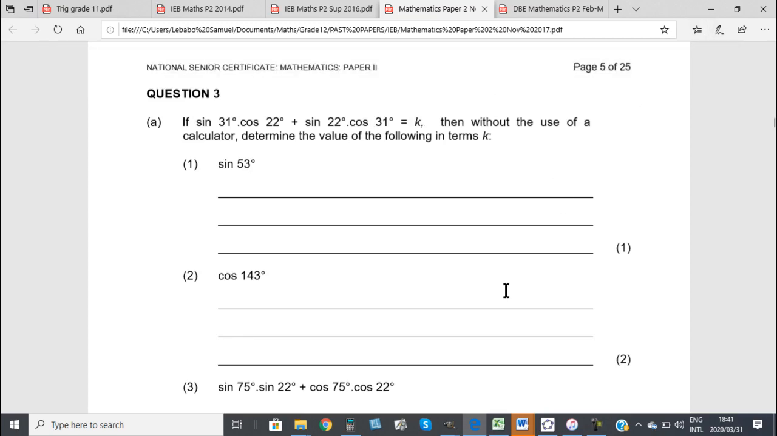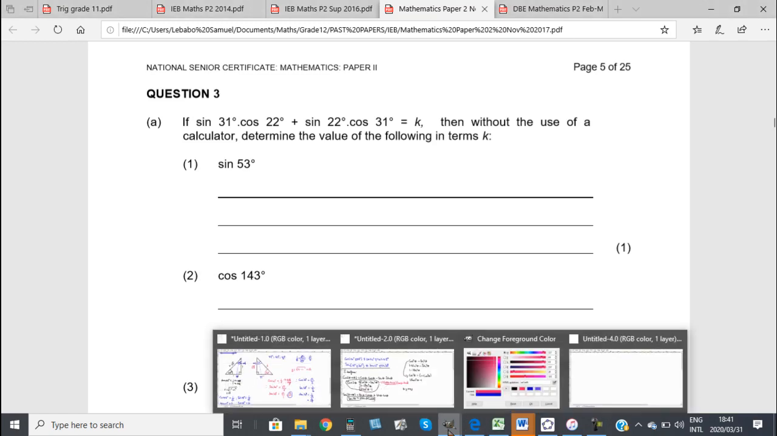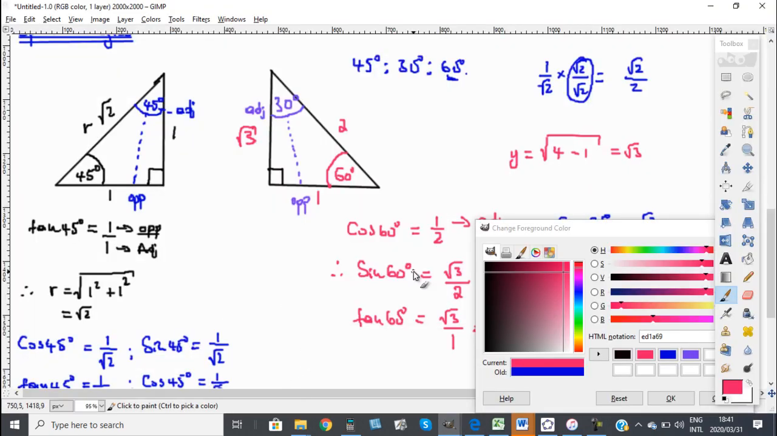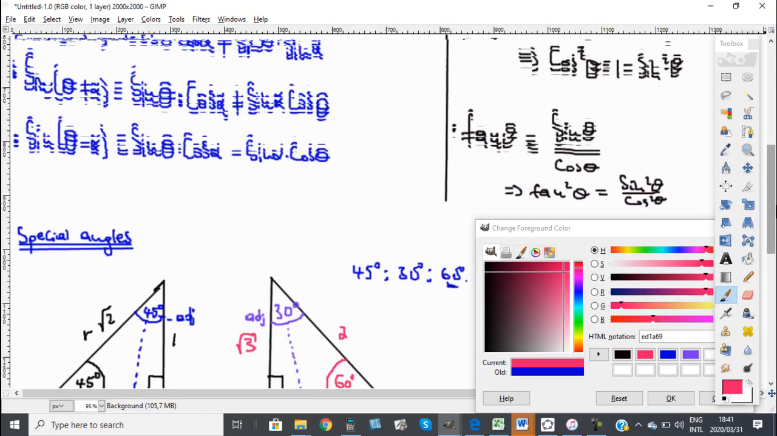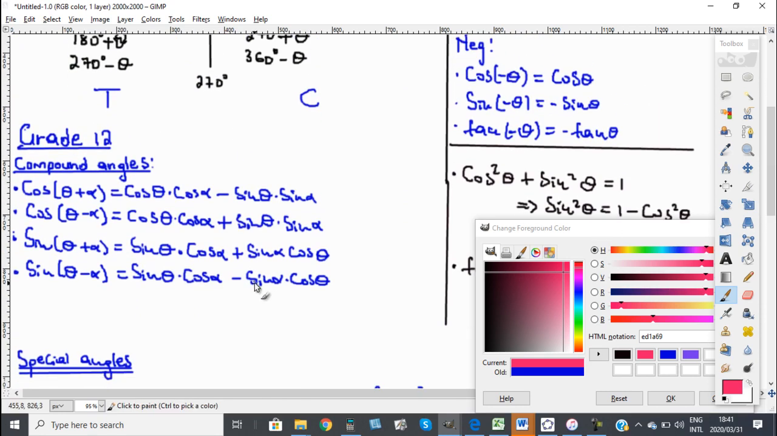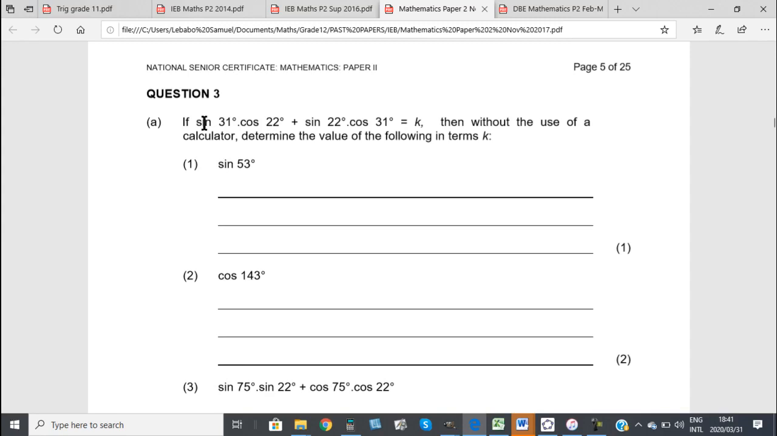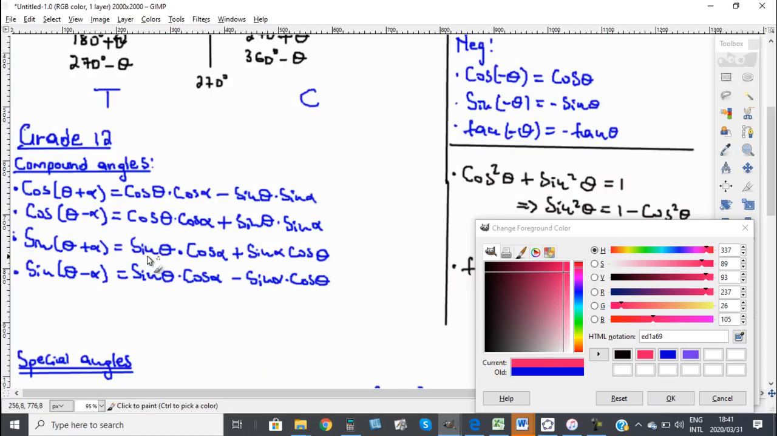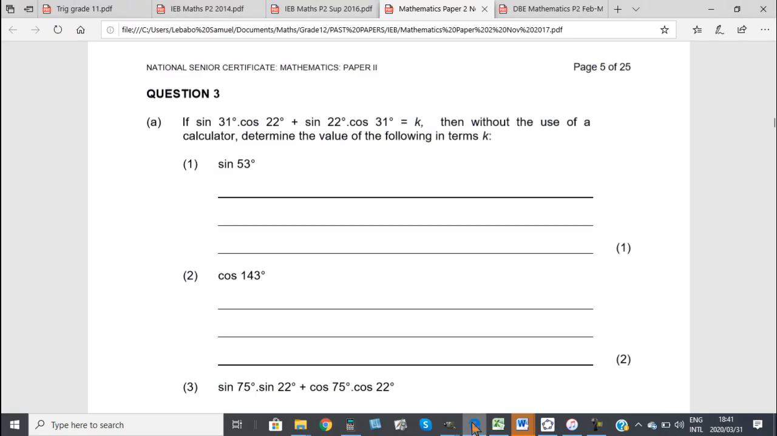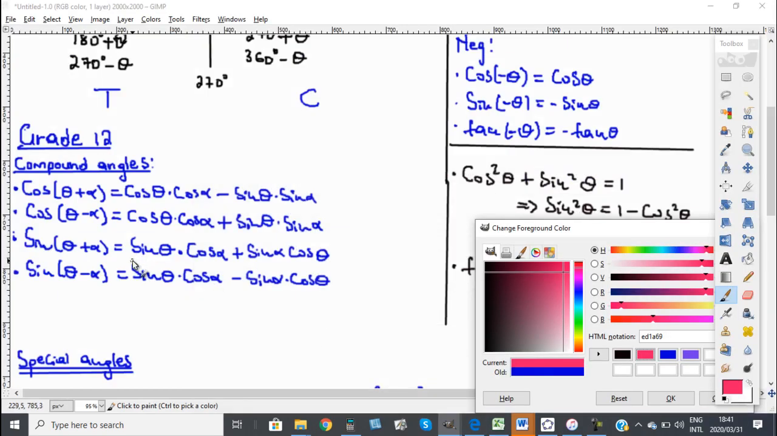Okay, now you need to identify that with one of your compound angles. So let's check. We have sine cos, sine cos. So basically, and the sine, I think, gives a plus on that side. Let me just confirm here, it's a plus. So we are here in a way.